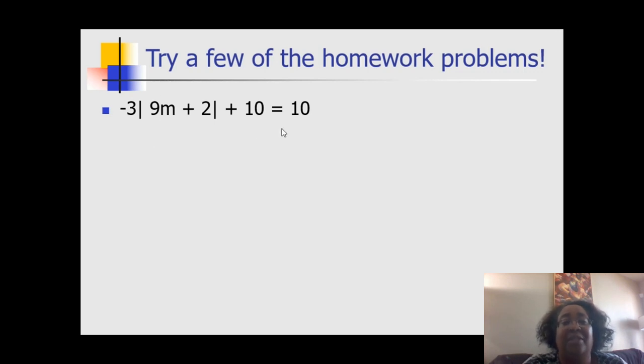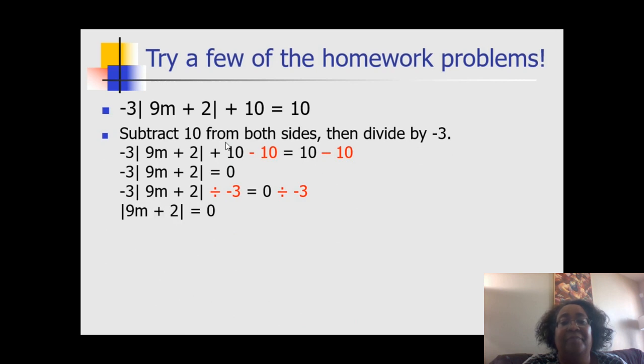First thing we're going to do is subtract 10 from both sides. And then after we subtract 10 from both sides, we're going to be left with negative 3 times the absolute value of 9m plus 2. And I got 0. The reason I get 0 is because when I take 10 minus 10, I got 0.